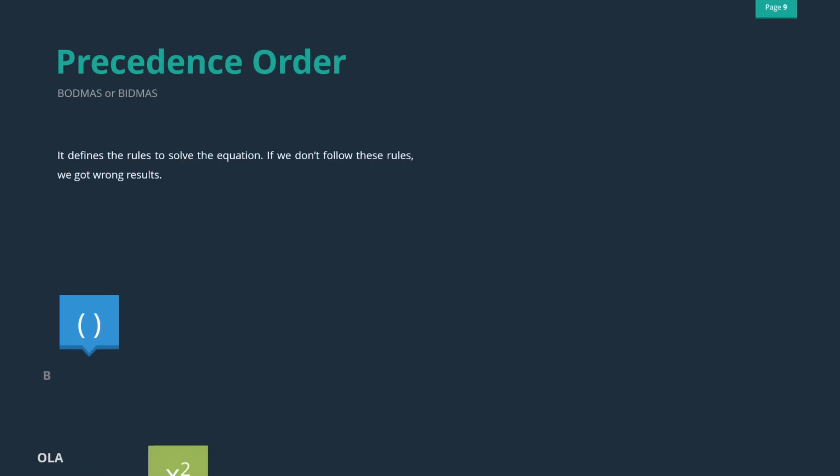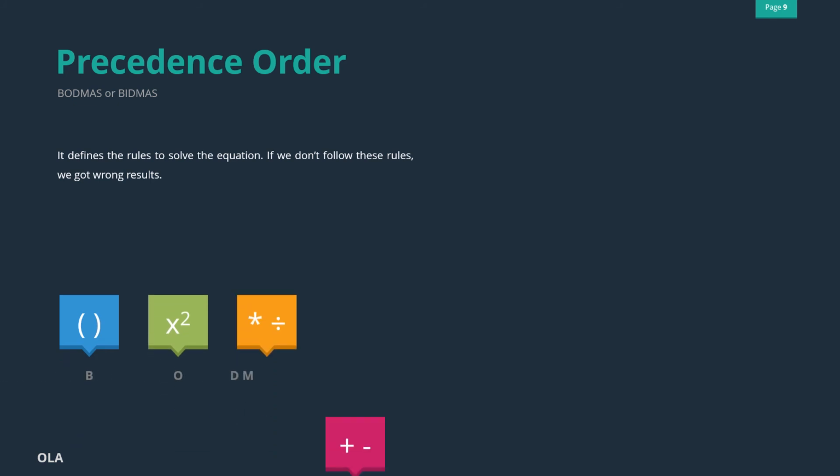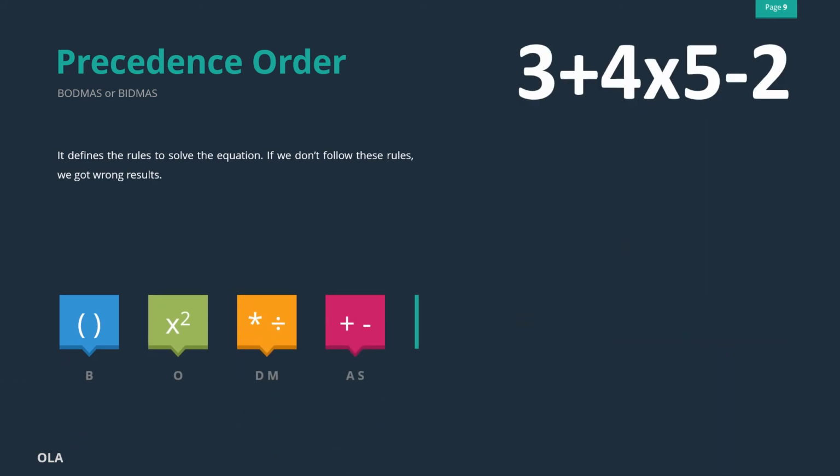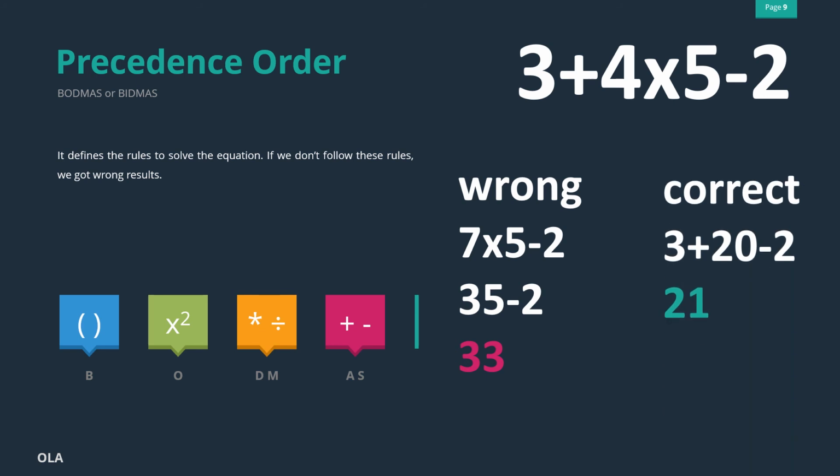Precedence order, or BODMAS. Brackets have the highest order, then indices, then multiplication and division, and finally addition and subtraction. If we don't follow it, we may get wrong results. In the given example, first we need to solve the multiplication, then solve the addition and subtraction. Otherwise, we get wrong results.